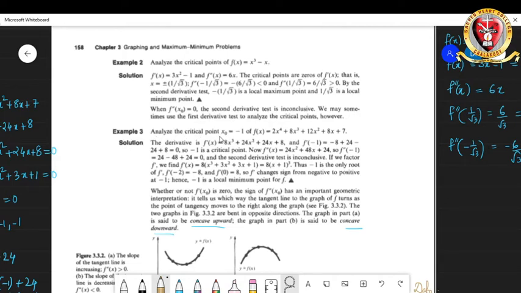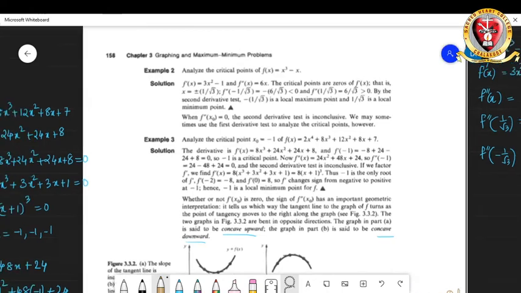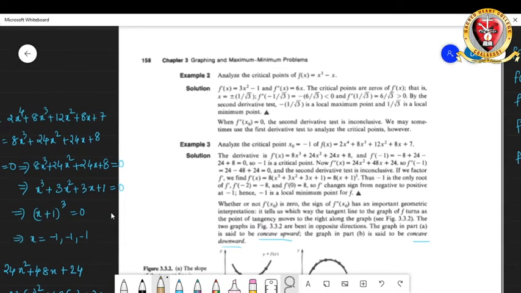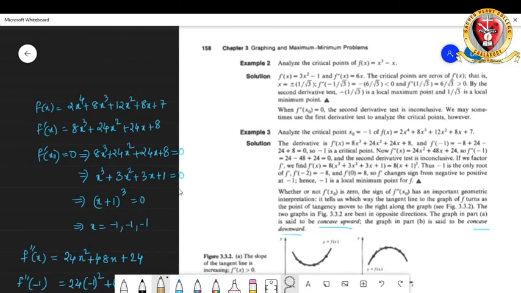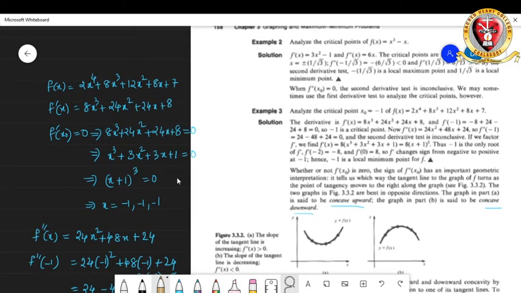Analyze the critical point x naught is equal to minus 1 of the function given f of x is equal to x raised to 4 plus 8x cubed plus 12x square plus 8x plus 7. We are given the critical point x naught is equal to minus 1. Let's see how we can obtain that. How did the critical point come? How did we manage to do it?